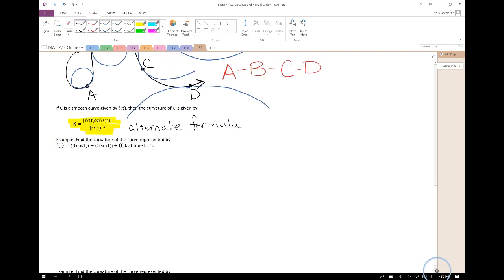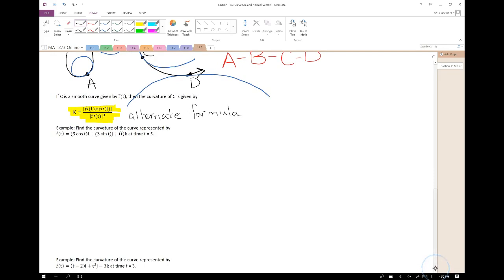So let's try a couple of these. Let's use our formula and actually get a number answer back for our curvature. We want to find the curvature of the curve represented by r of t equals 3 cosine t i plus 3 sine t j plus t k at the time t equals 5. So we've got to calculate all of this stuff here. We need r prime and r double prime in order to get started.